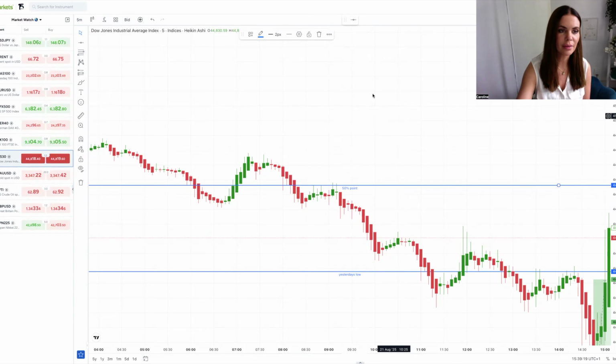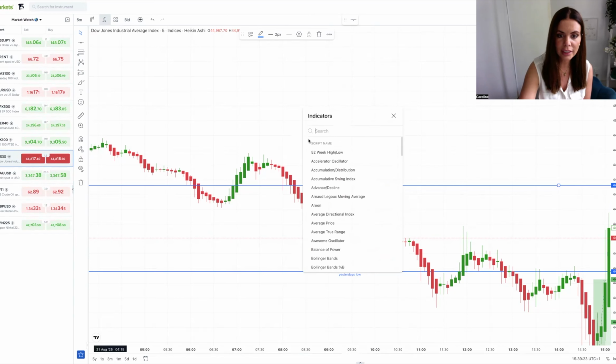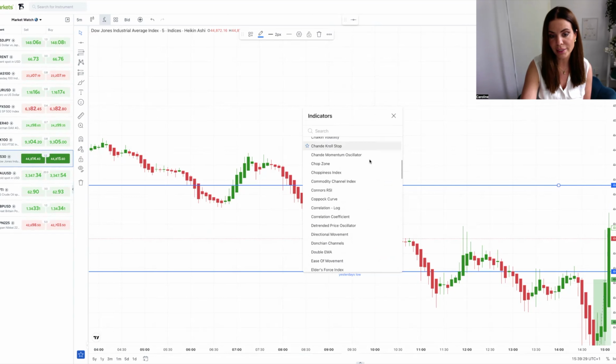Other indicators on ThinkMarkets can be found using this little symbol along the top here. If you click on it, you can type into the search bar what indicator you're looking for. Otherwise, they're in alphabetical order.